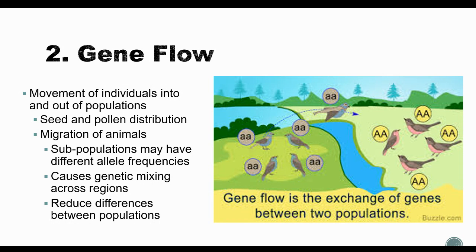Animals can migrate. So you might have subpopulations that have very different allele frequencies. So for example, this subpopulation has all recessive alleles. This subpopulation has all dominant alleles. If one of these birds goes over to this population, this causes this genetic mixing. This adds new alleles into this more dominant population. It reduces differences. So if we have gene flow, it reduces differences between 2 populations and makes them more similar. So gene flow is the exchange of genes between 2 populations.